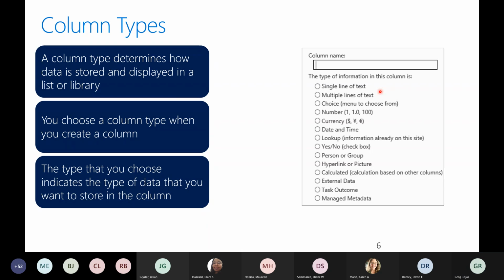Choice menu: rocky road, butter pecan, chocolate, mint chocolate chip, whatever. Those are choices. Numbers is exactly what it sounds like. You can do currency. So by now you've probably looked at all those different bullets. I just want you to understand what they are. There is an option in here called lookup.